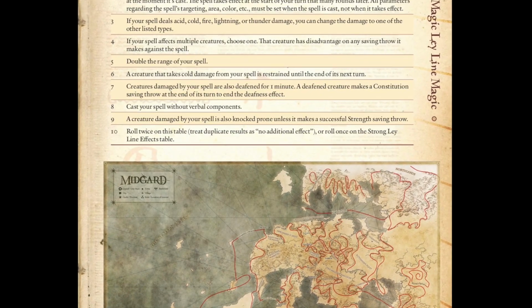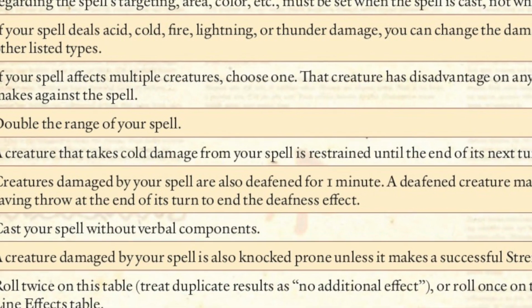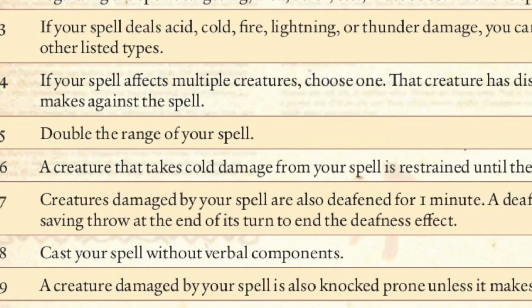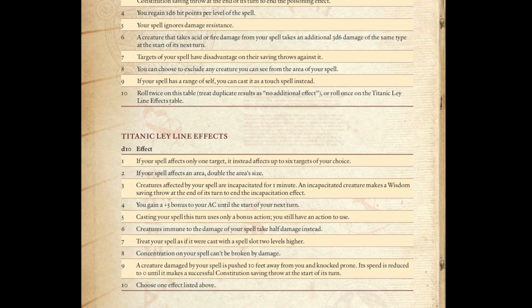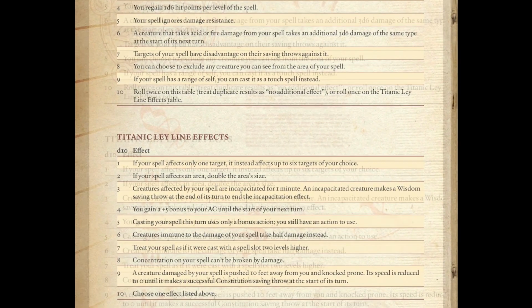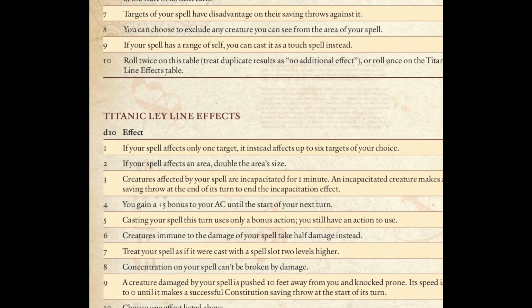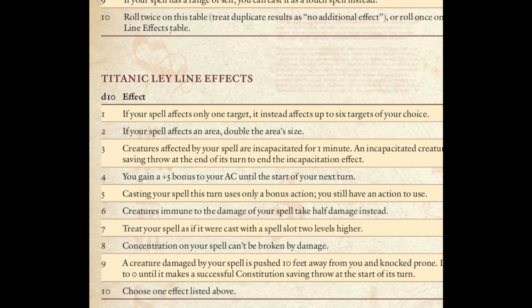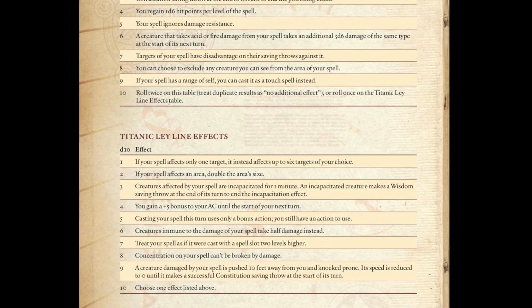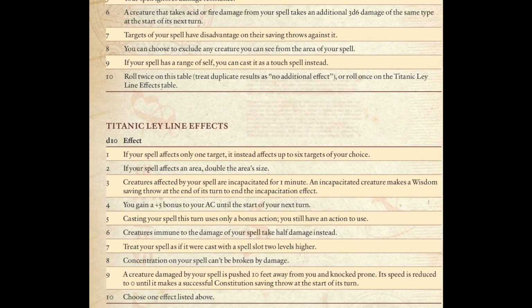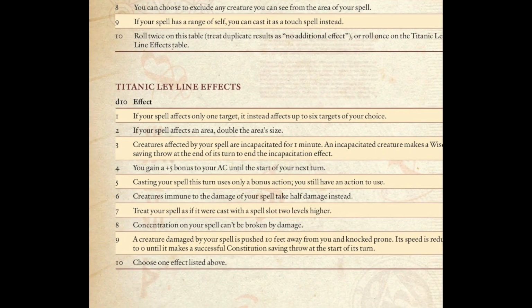So, essentially, what you're going to do with the ley lines is you're going to get extra effects that happen when you tap into them. For example, on weak ley line effects, I'm just going to pick out one, and that is number 5, doubles the range of your spell, and there's 10 for each. And then on strong, treat your spell as if it were cast as one spell slot higher level. And then Titanic. Casting your spell this turn uses only a bonus action. You still have an action.